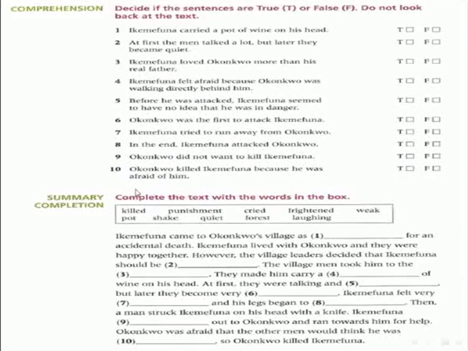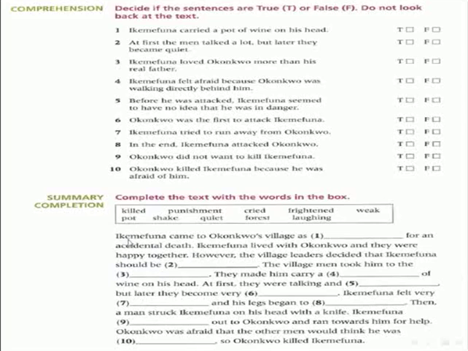Right, now check your answers. Summary completion. Complete the text with the words in the box. Here are the words. Read and complete. Right? Now before I give you my correct answers, what you do, you switch off the video, read on your sheet, complete the spaces. After you finish, you check, and then switch on the video and check your answers.